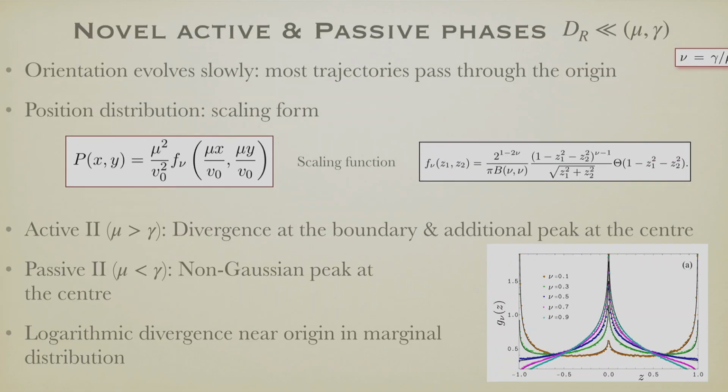So let's focus on these novel active and passive phases, which, just to remind you, occur when dr is much smaller than both mu and gamma. And depending on whether mu is greater than gamma or not, we get these two different behaviors. So we could calculate the exact scaling function, which is of this complicated form. But here is a plot showing the marginal distribution. So we see this extra peak, which is there for both passive 2 and active 2 phases, and we see that the boundary crowding disappears when we increase the value of nu, which is the ratio of gamma by mu. And this peak is logarithmic in nature, very different than the diffusive behavior.